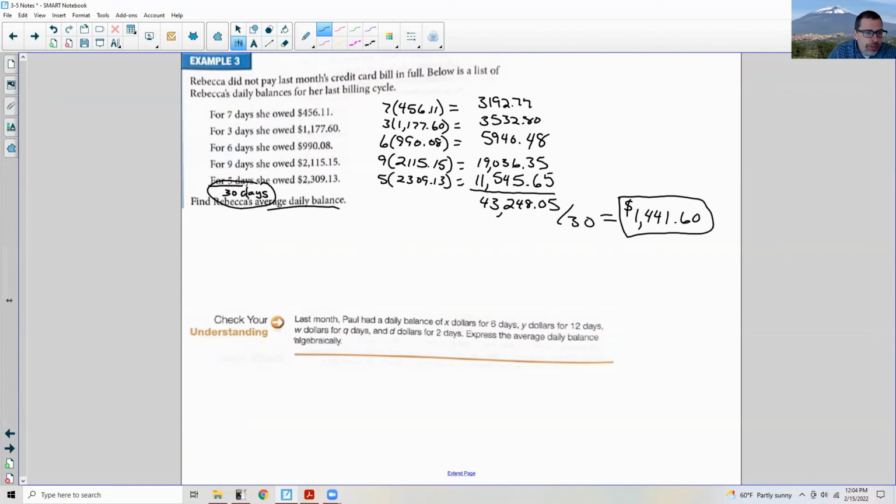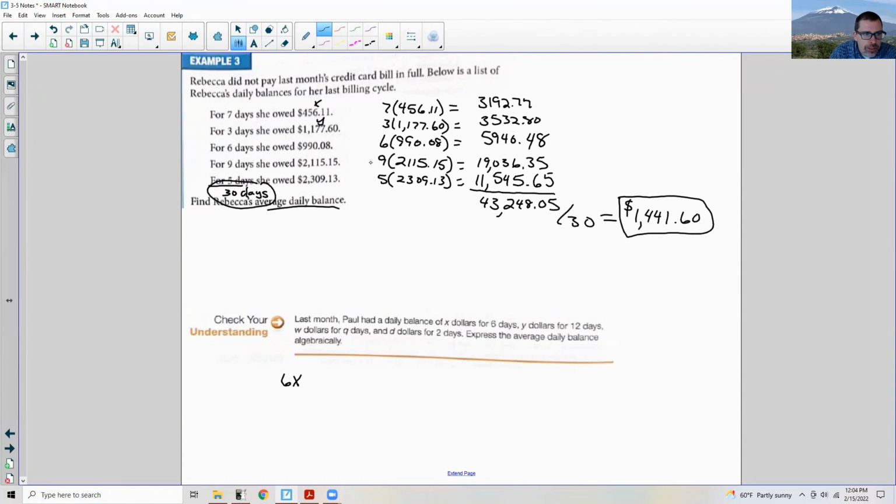Okay, so now it says check your understanding. Last month, Paul had a daily balance of X dollars for 6 days. So we're just doing this here. So it's going to be 6 times X. Let me just not use parentheses because it's just a variable and a coefficient. So it's 6X. And what do we just add all of these up? So this was 7 times this, 3 times that, and 6 times that. So this is my X, and it says X dollars for 6 days, Y dollars for 12 days.